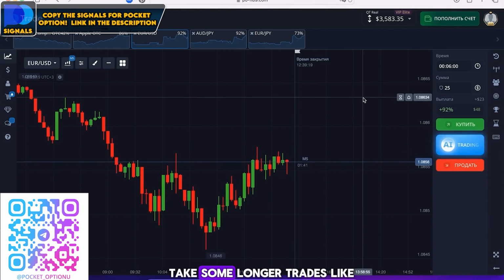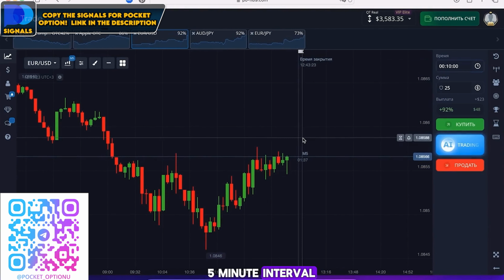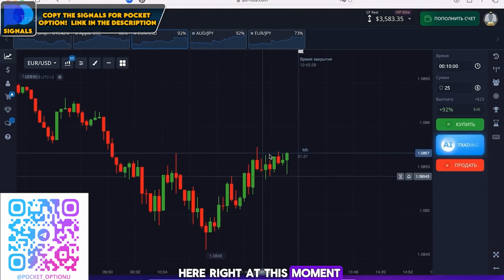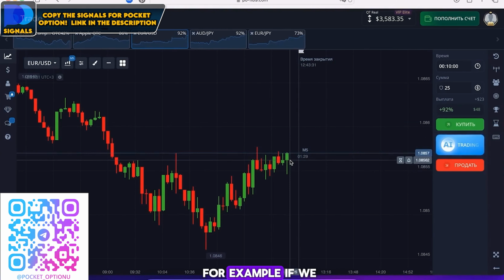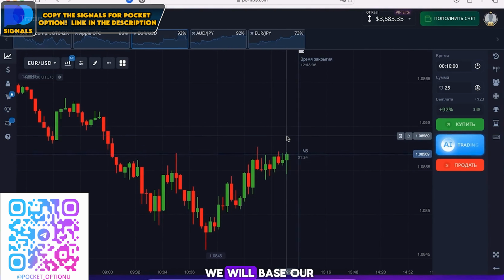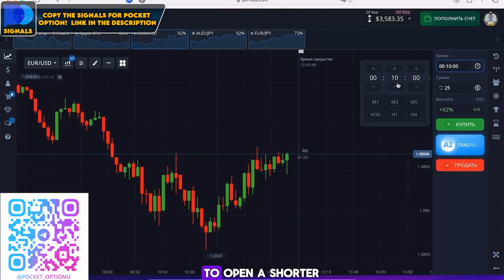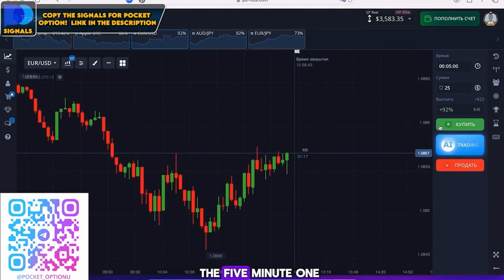So here we could take some longer trades, since this is a 5-minute interval, we could take a trade for 10 minutes for an upward movement and see how the trend develops here. Right at this moment, let it break out with one of the candles, for example. If we have a bullish candle that suddenly forms for an upward movement, we will base our actions on that on the 1-minute interval.